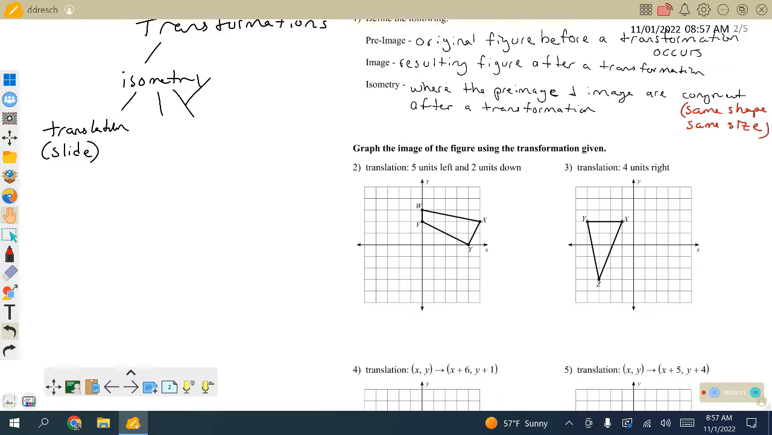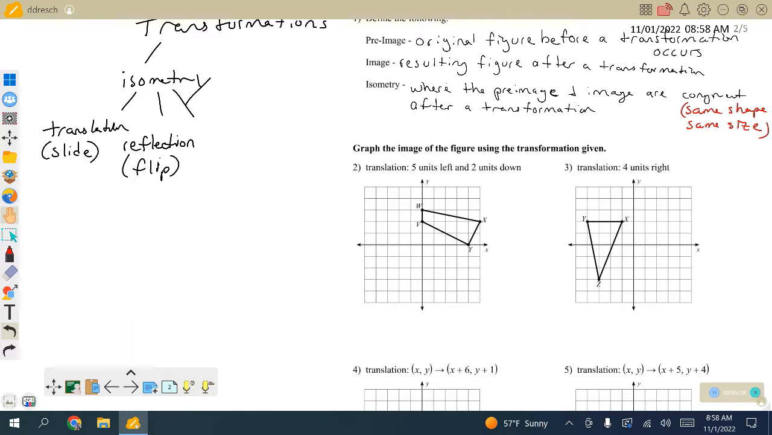Another one we're going to look at here in just a minute is a reflection. And kind of the layman's version of reflection is a flip. Feels like a mirror thing. Yeah, same thing. So reflection is the other type of isometry. So you're just flipping it over some type of what we say is a line of reflection.